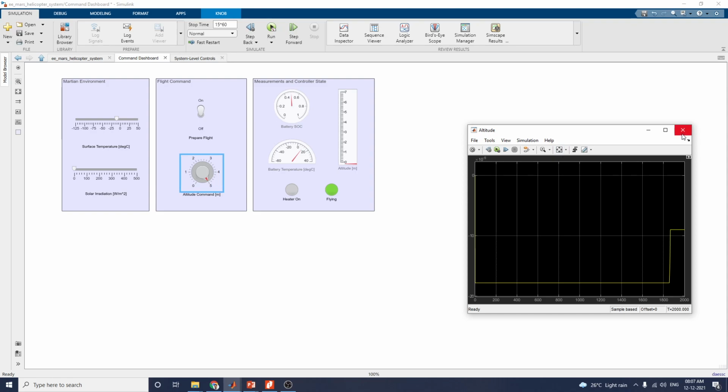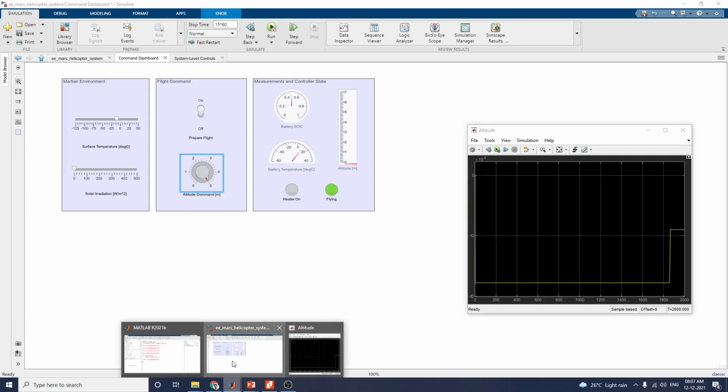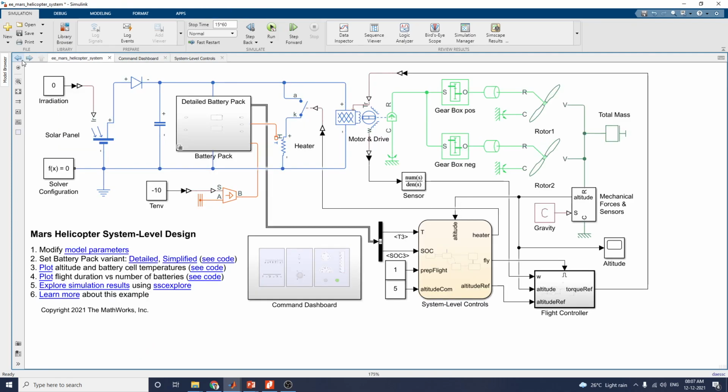Okay, so I hope we understand the concept of the NASA developed Mars helicopter system level design with the MATLAB Simscape library, for making this design with solar cell, solar panel, detailed battery pack, and heater model, and motor drive, gearbox and rotor and mass values, and system level controls and interactive command dashboard and flight control and scope systems, and also the interactive result explorer.